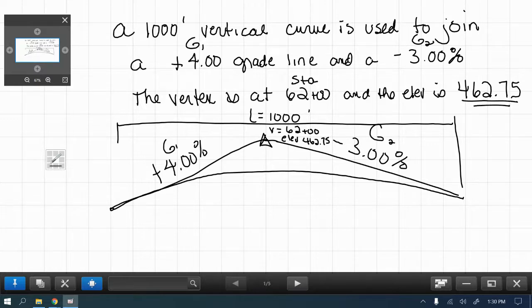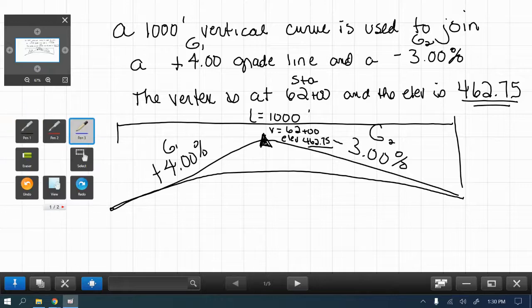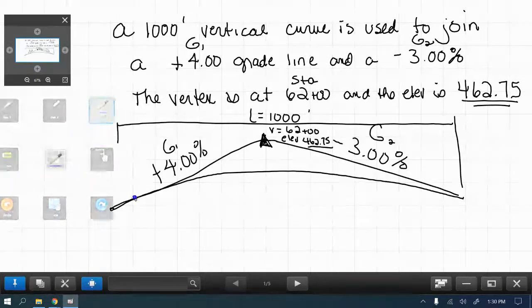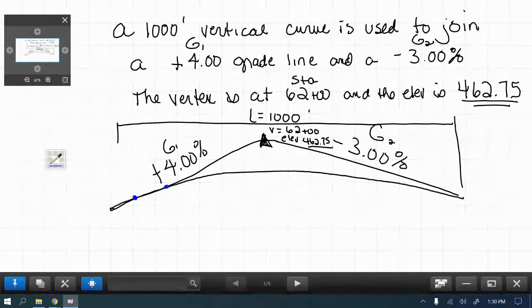So I kind of drew it up. This is the V. There's your elevation, 462.75. It's a 1,000-foot vertical curve, grade 1, grade 2. Now, what's happening is when we're trying to solve for the elevation on the vertical curve, what we're solving for in that chart are these elevations actually on the curve.